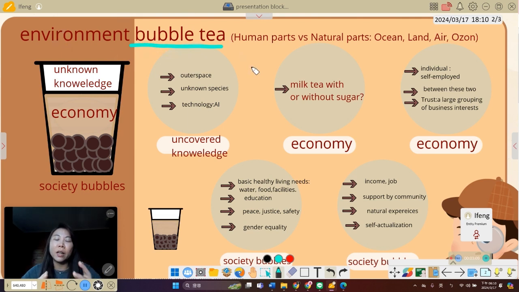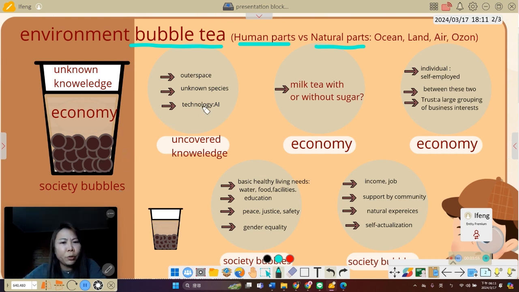You can imagine it's a container, and inside this, we have human parts versus natural parts, and the human parts will be the container, the inner parts. And the natural parts are about ocean, land, air, ozone. I'm not going to talk about it too much. I think from the donut part we know a little bit. So here I'm going to talk about what's inside this cup. The first part is unknown knowledge, and then the milk tea is the economy, and the society is the bubbles.